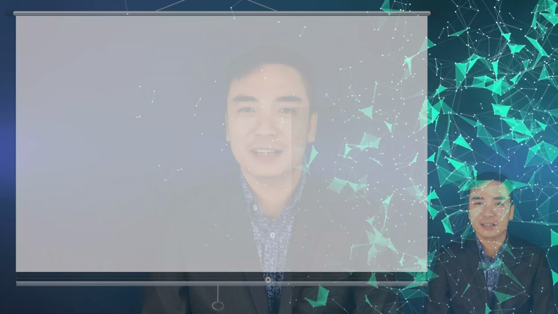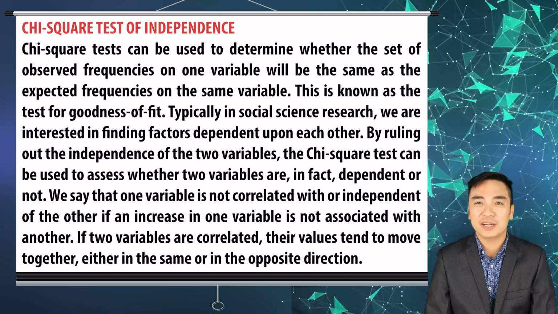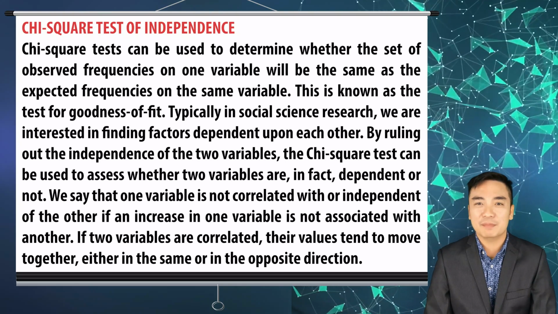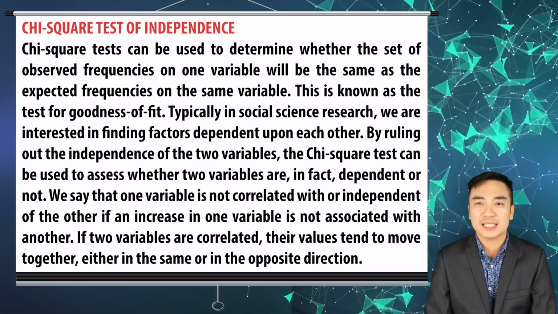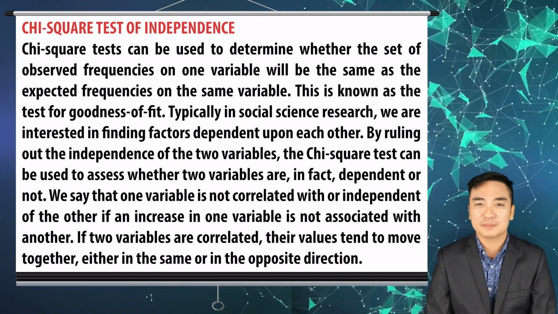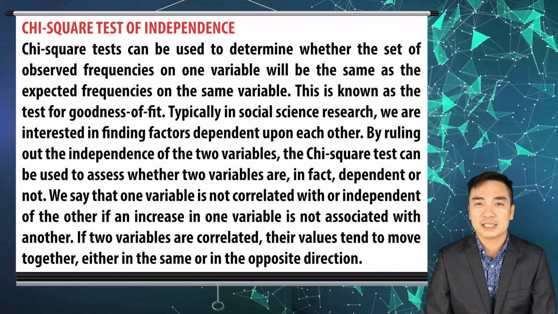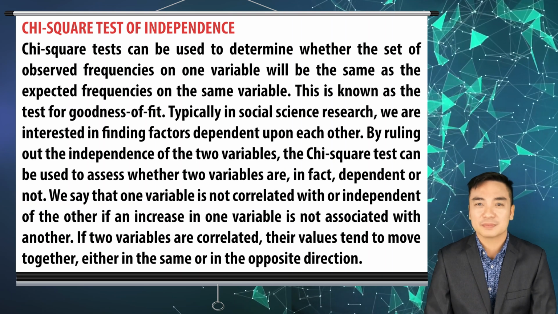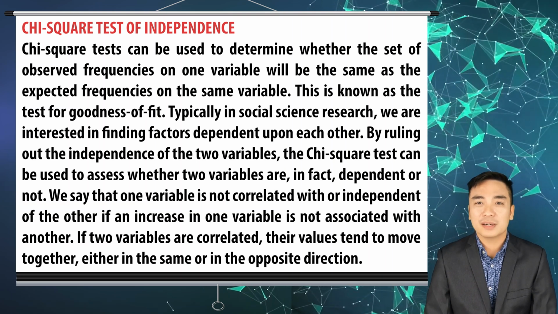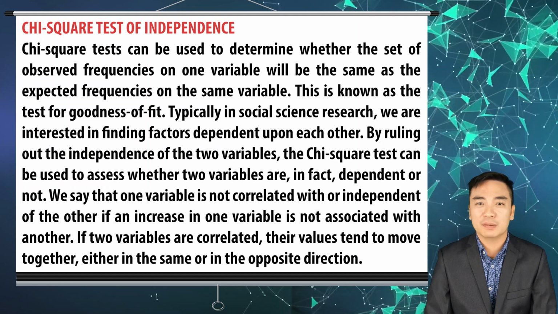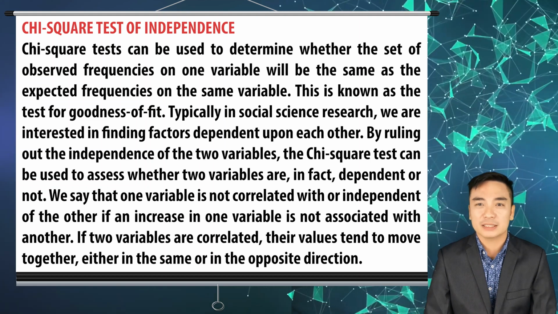Chi-square test can be used to determine whether the set of observed frequencies on one variable will be the same as the expected frequencies on the same variable. This is known as the test of goodness of fit. The chi-square test also examines whether two variables are independent or not.